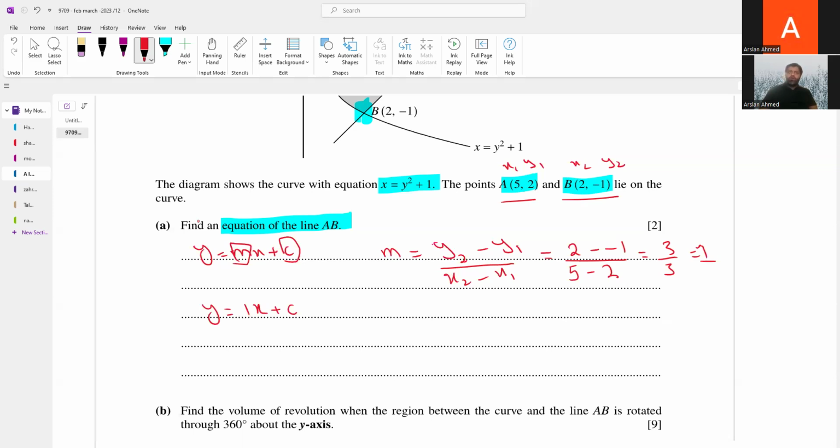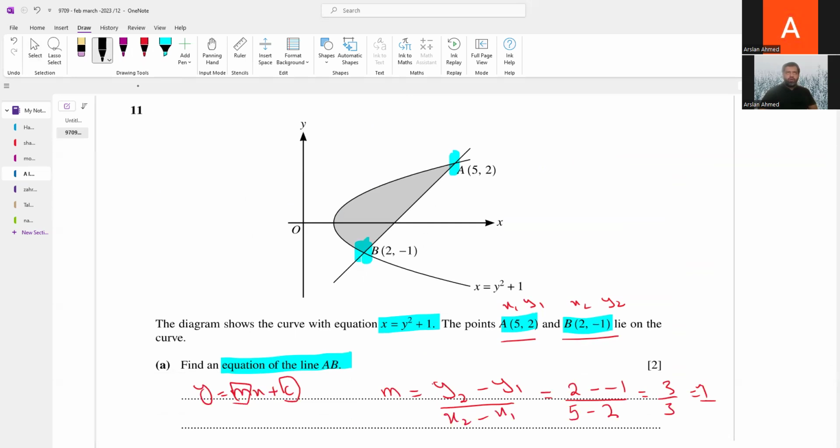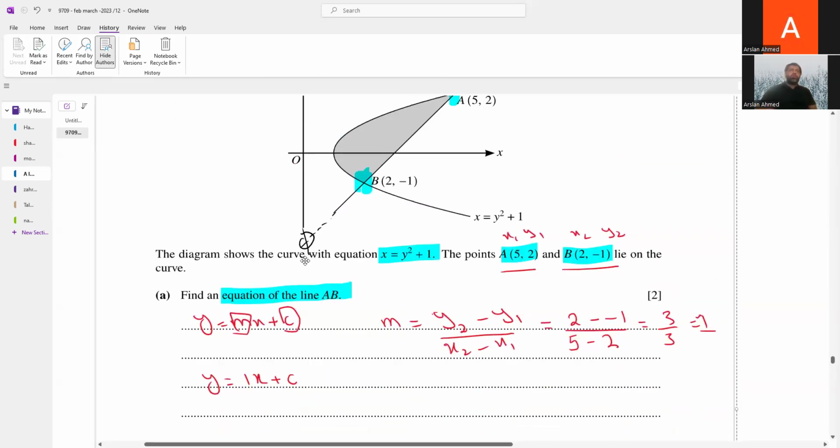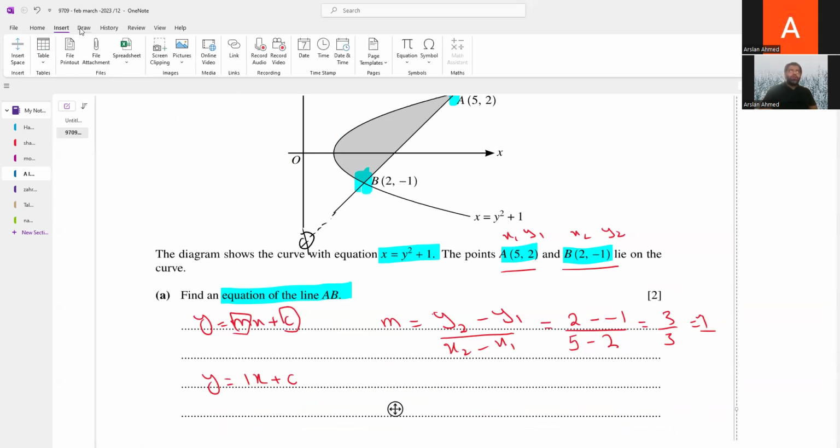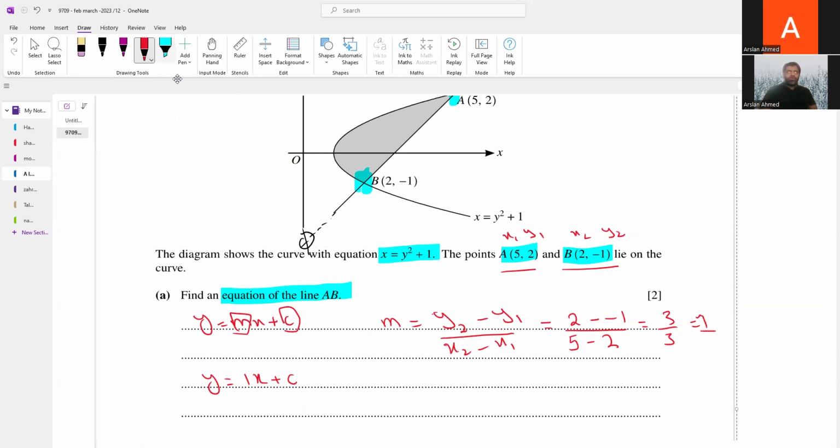Now we need to find the value of c. If I want to tell you what c is, c is this thing. So we have to find c with the help of our coordinates, which are these coordinates. We can plug in either of the values, a or b. So I'm going to plug in a. So 2 equals 1 times x, which is 5, plus c. And c is equal to 2 minus 5, which is negative 3.